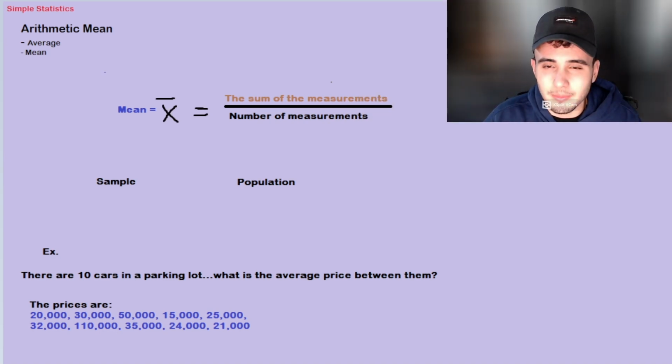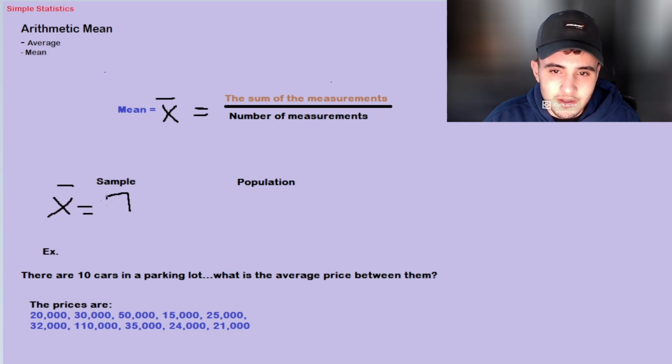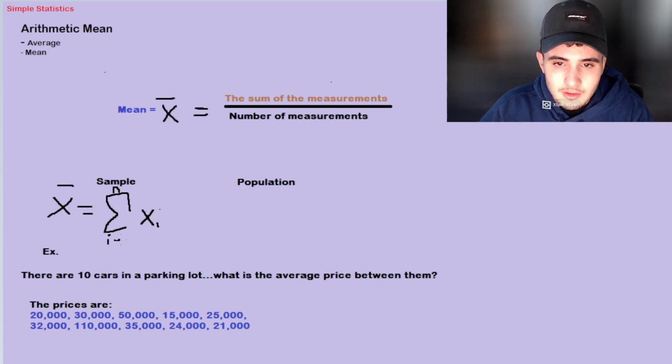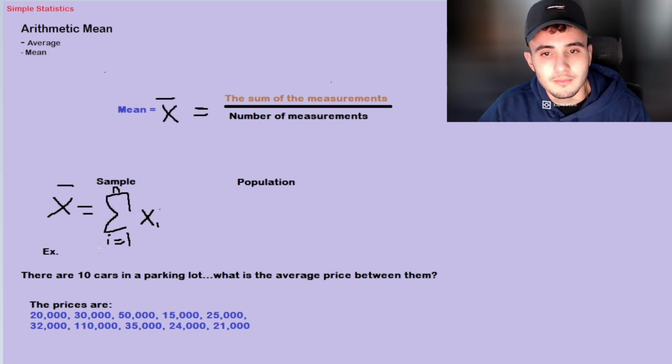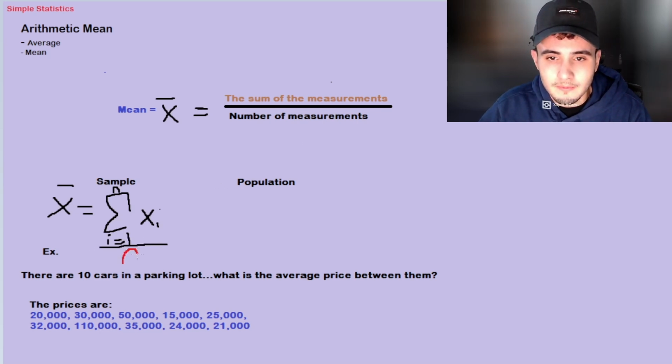So essentially to find the mean, which is denoted by x bar, as we've discussed in other videos, we take the sum of the measurements and then we divide it by the total amount of the measurements. So for a sample, the arithmetic mean is simply denoted as x bar equals, we take the summation of xi, and then we denote i as equal to 1, and then we divide it over n.